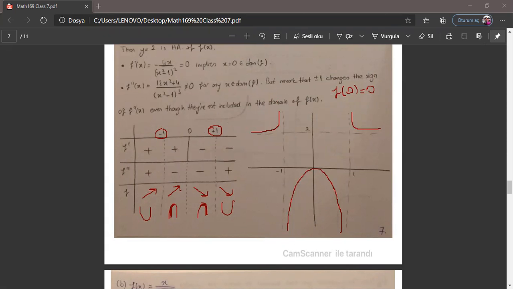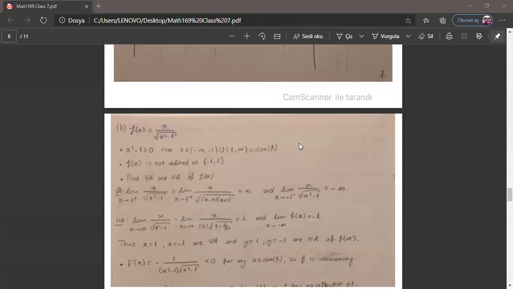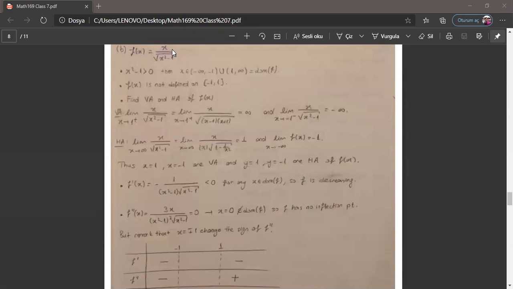That's all for this part. Let me clear first. Okay. Now we have this function. Again, we have a square root of something, so we need to check the domain. It cannot be 0 as it's in the denominator. So this is the domain of the function. It's not defined between -1 and 1, because it will be negative or 0, that's why it's not defined.